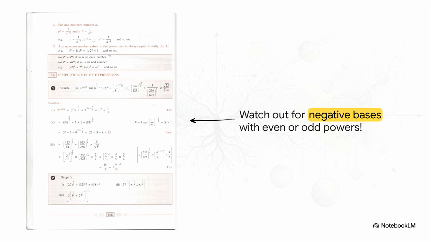Our source material points out a really fascinating rule here. When you have a negative base, the power actually acts like a filter. If the power is an even number, like 2 or 4, it completely eliminates the negative sign. So negative 2 to the power of 4 becomes a positive 16. But if the power is an odd number, like 3 or 5, that negative sign survives the filter. Negative 2 to the power of 5 stays negative at negative 32. It's a really crucial little detail you definitely want to watch out for as you're solving these puzzles.